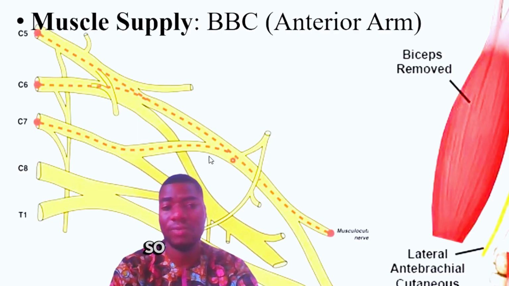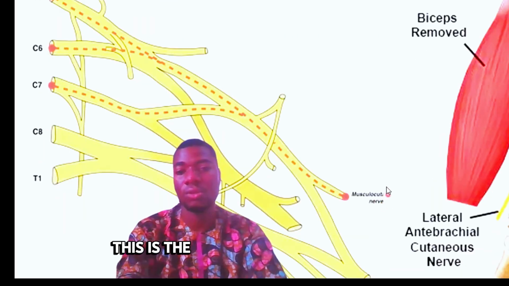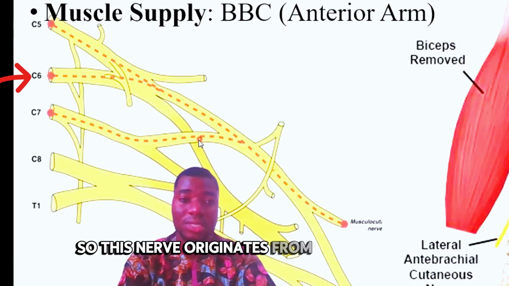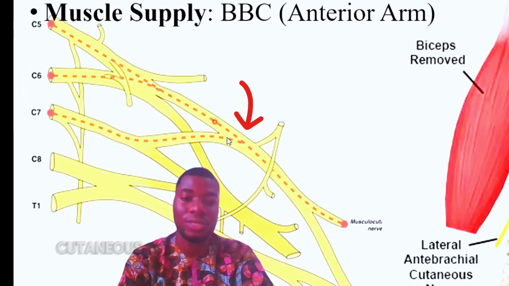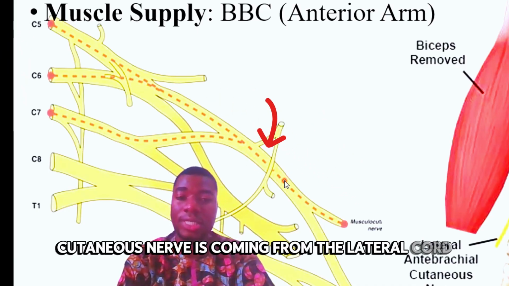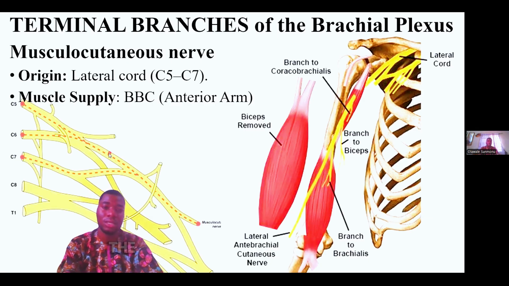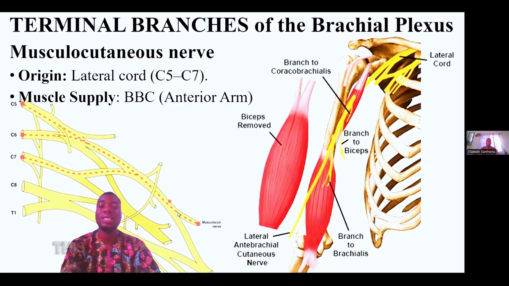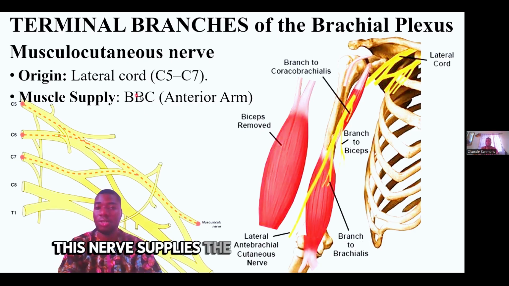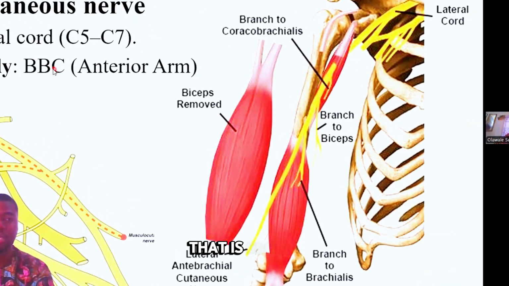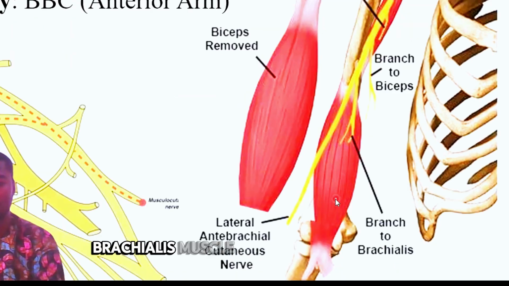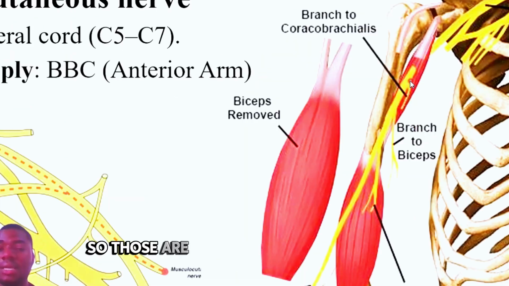So where does it come from? Look at this red dot. This is the musculocutaneous nerve. This nerve originates from the C5 to C7 roots, and the musculocutaneous nerve is coming from the lateral cord. The lateral cord is formed by the union of the anterior division of the upper trunk and the anterior division of the middle trunk. This nerve supplies the muscles in the anterior arm, that is BBC: biceps brachii, brachialis muscle, and coracobrachialis. So those are the anterior part of the arm.